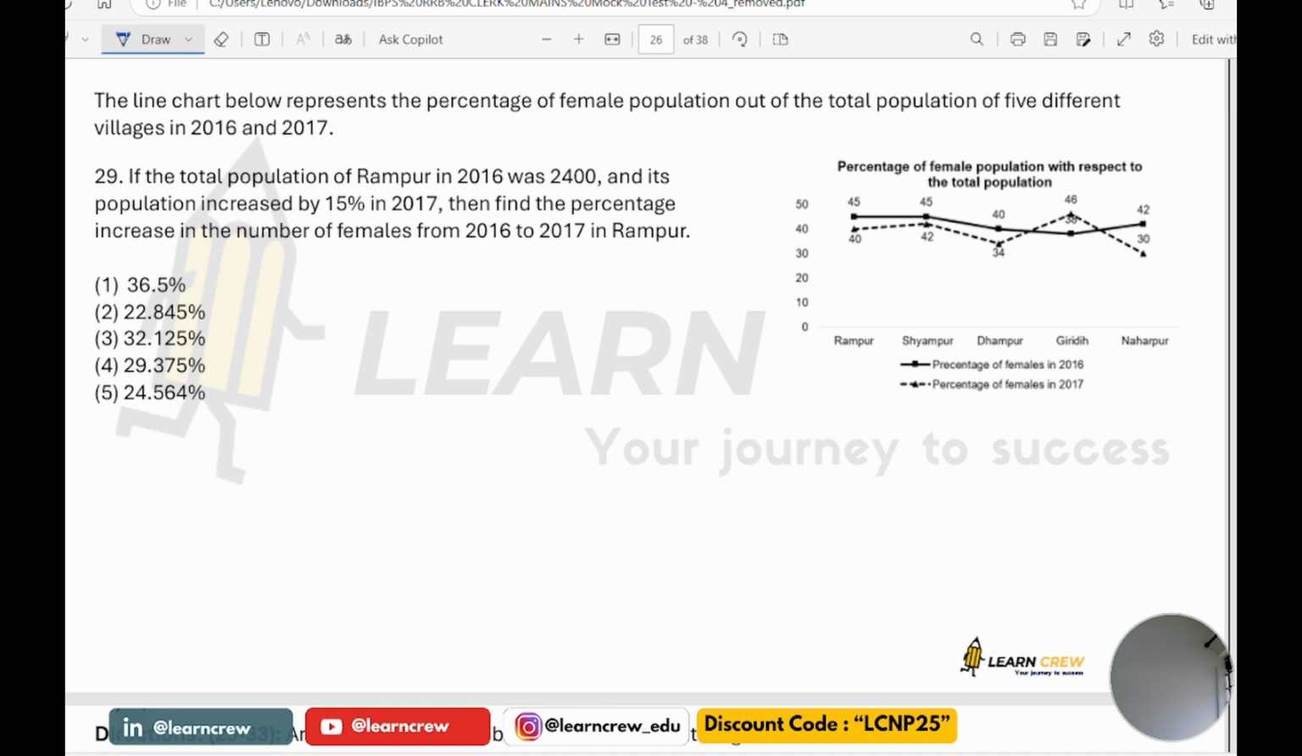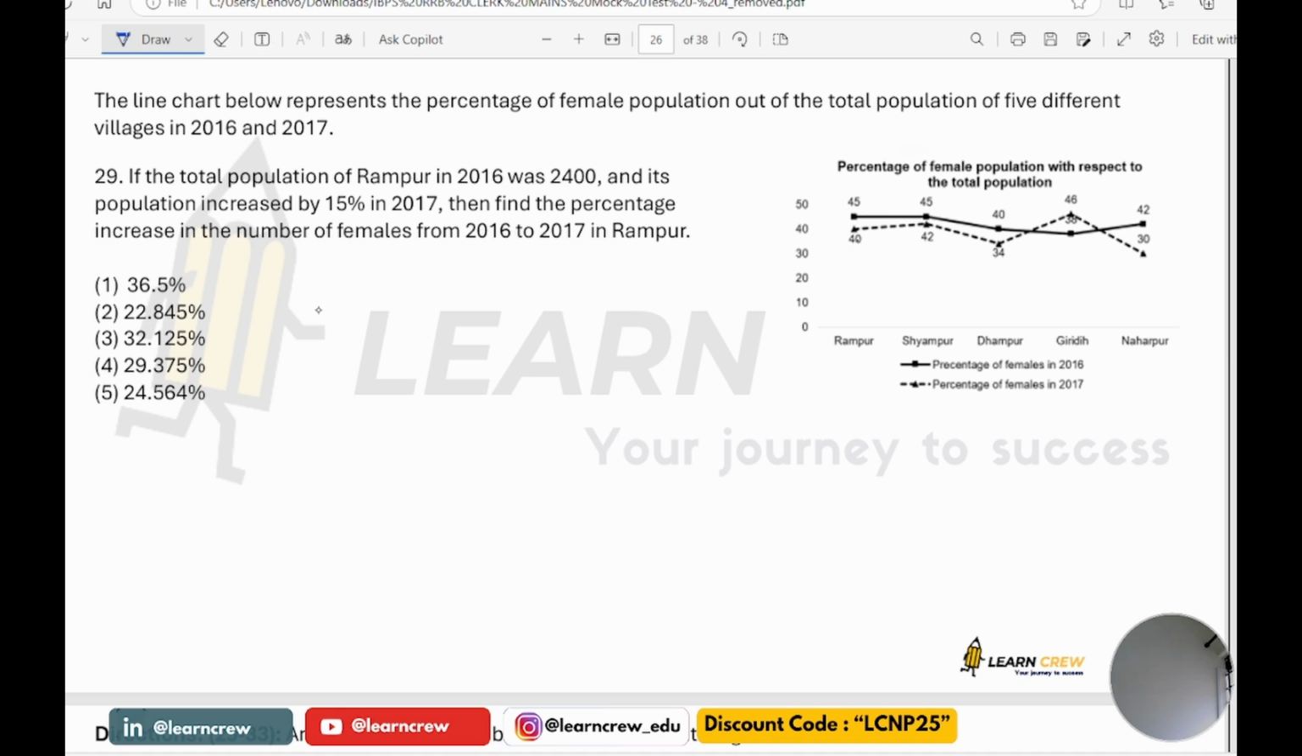Next, the line chart shows percentage of female population out of total population of 5 different villages in 2016 and 17. The total population of Rampur in 16 was 2400 and its population is increased by 15% in 17, then find the percentage increase in the number of females from 16 to 17 in Rampur. So it is given that percentage of female population with respect to the total population are given. This one is 16, this one is 17.